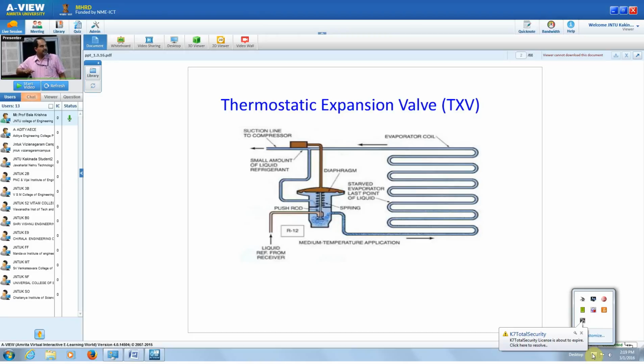If it is going up, there is a valve seat here. If the valve goes up, the area is decreased. Is it visible or not? So in this way, the flow may be controlled. Right? That's called the thermostatic expansion valve. Next.